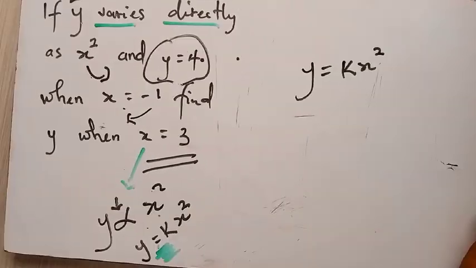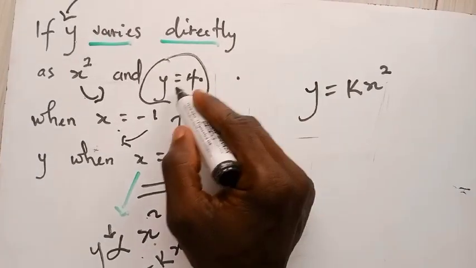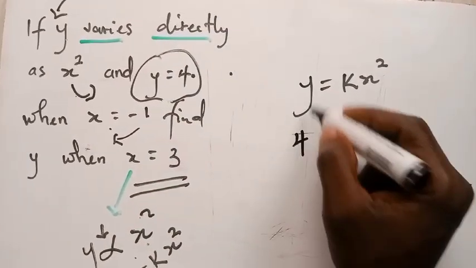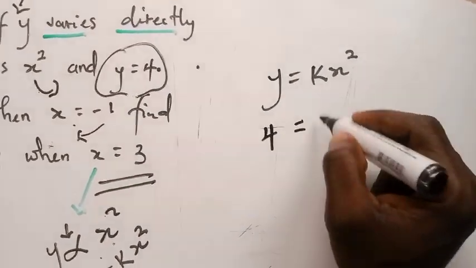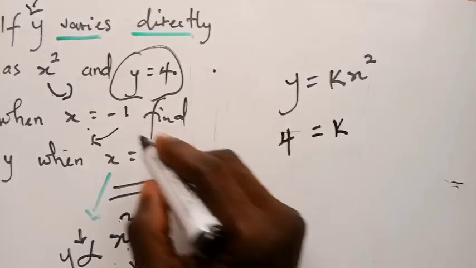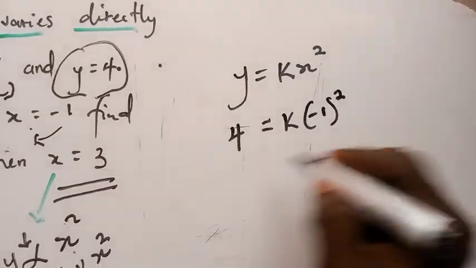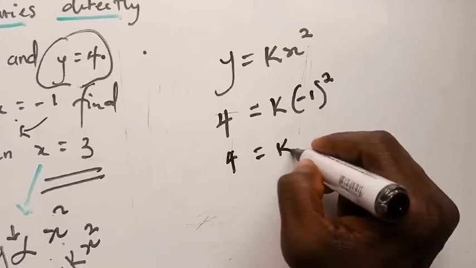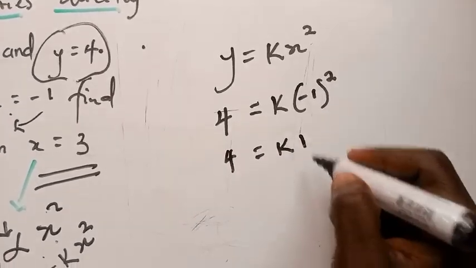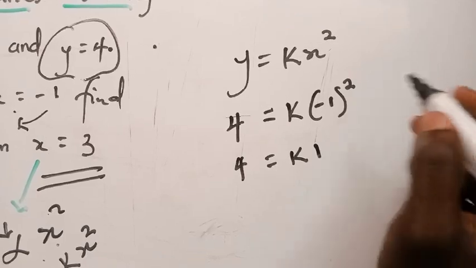Okay, now let's replace. Solving this becomes very easy. If I have y equal to 4, we are just replacing the equal to sign. We don't know this k. What is the x? x was -1. Make sure that you put this in brackets and then square it. So you have 4 equal to k times (-1) squared. -1 squared is equal to 1.